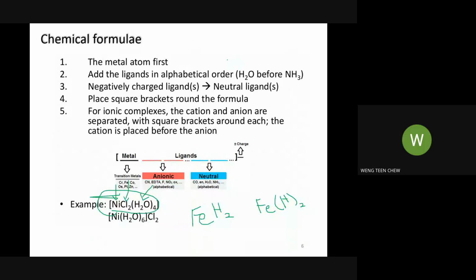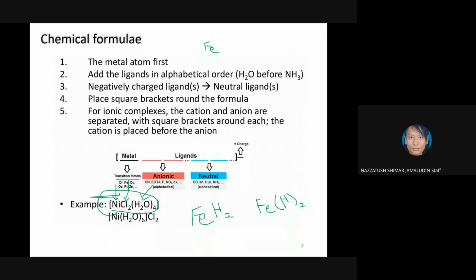Yes, what's your name? Chu Weng Ting. For the first one, the H2 is directly bonded to Fe. But for the second one, the H2 is bonded separately to the Fe. Yes.